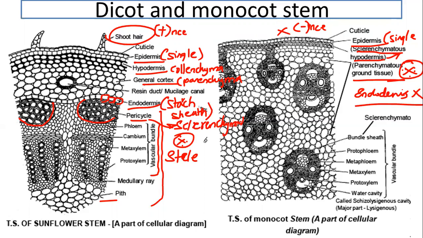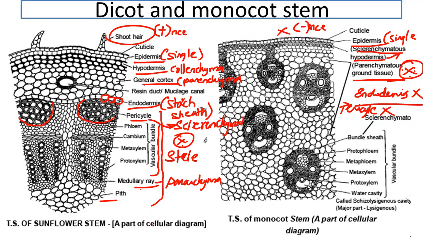Whereas in monocot stem, there is no presence of pericycle. Pericycle is also absent. Coming to the medullary rays, here they are present, whereas in monocot the medullary rays are again absent. And these medullary rays are made up of parenchyma cells.